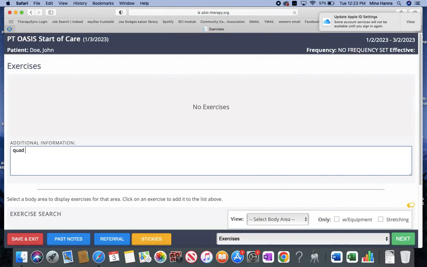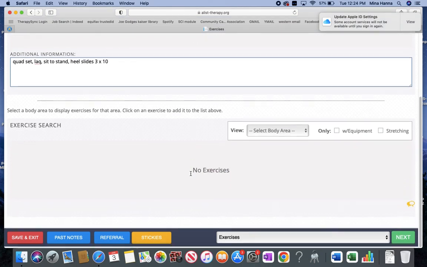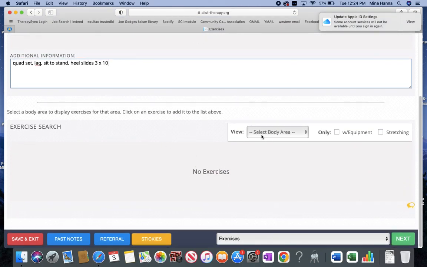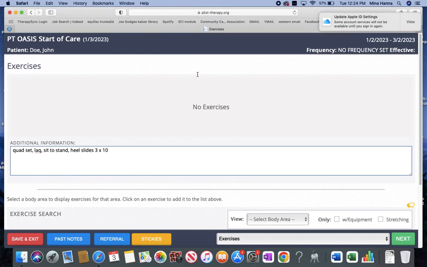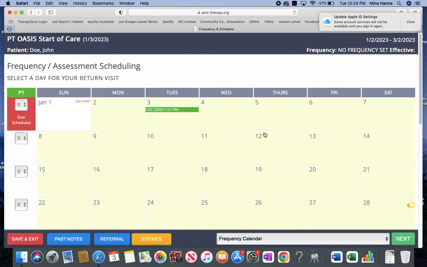So maybe you gave them some quad sets, maybe some LAQ, sit to stand, heel slides, all right, and you're like 3 sets of 10. I tend to write my exercises that way. I do not have time, neither do I want to select all this stuff with the pictures and images. I personally don't do that because it takes too long to document.